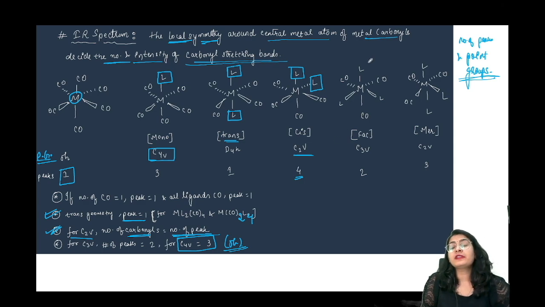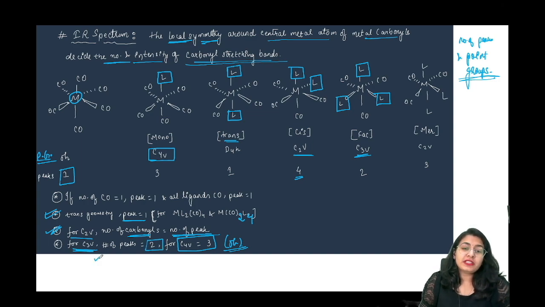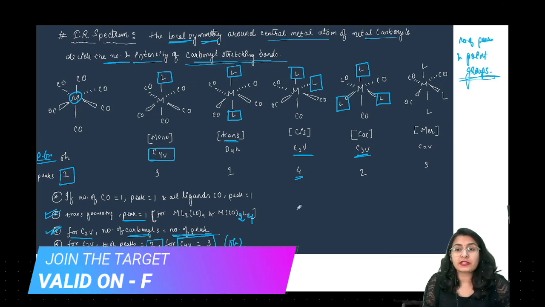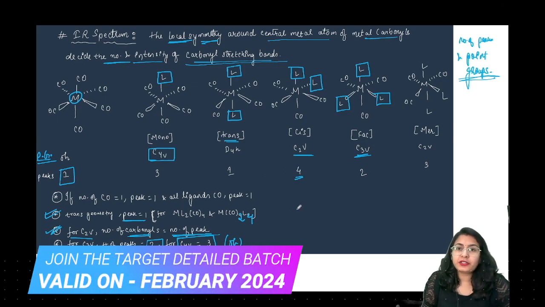We move onwards. We are going to replace 3 carbonyls with ligands. So I have replaced them in a facial manner, as you can see. Again, what is the point group of the facial isomer? It is going to be C3v. So for C3v, the number of peaks is always going to be 2. For C3v, it is 3 minus 1 equals 2. For C4v, it was 4 minus 1 equals 3. This is how it is going to work for the octahedral system. It's like a short trick you can remember.